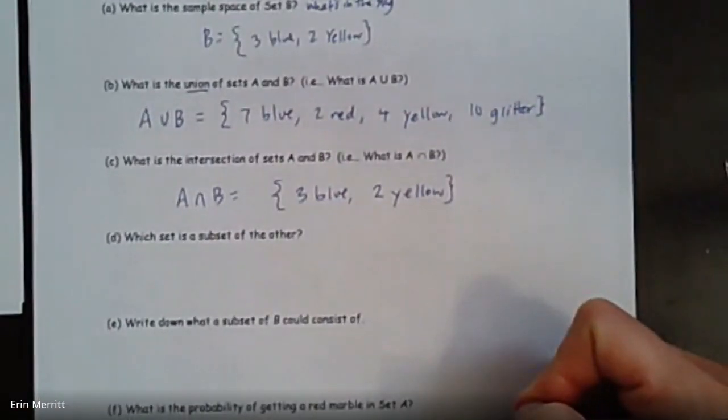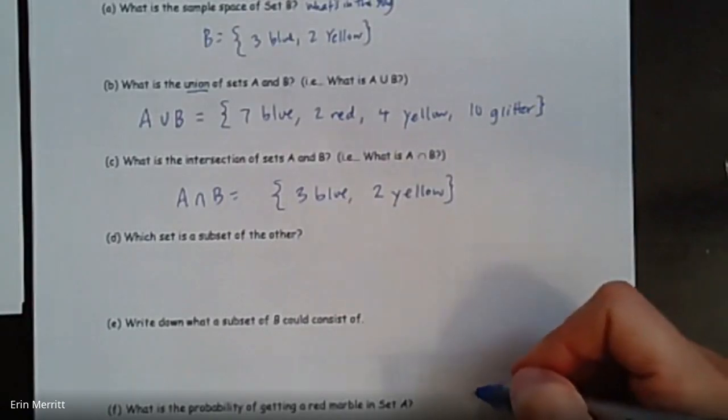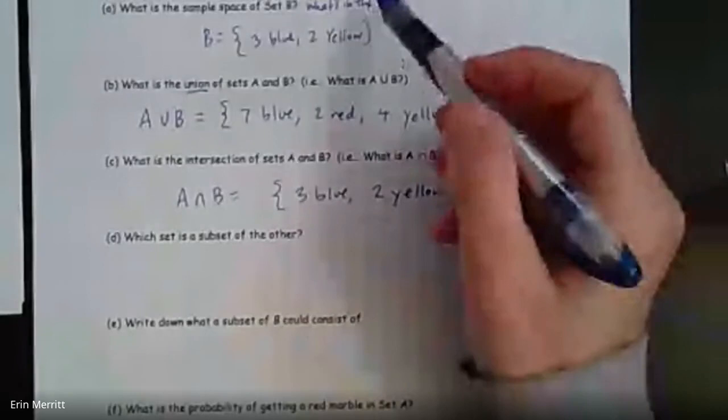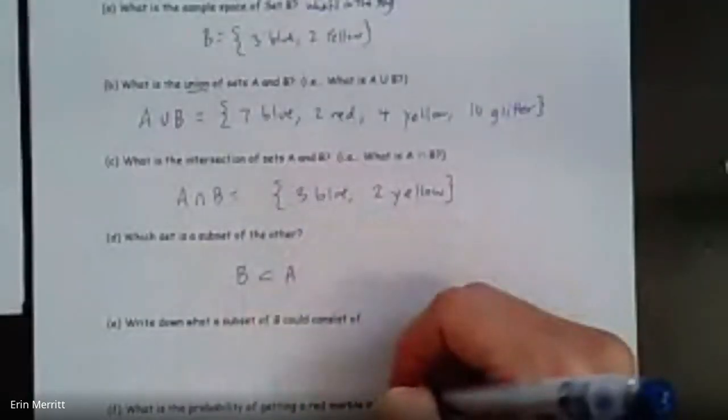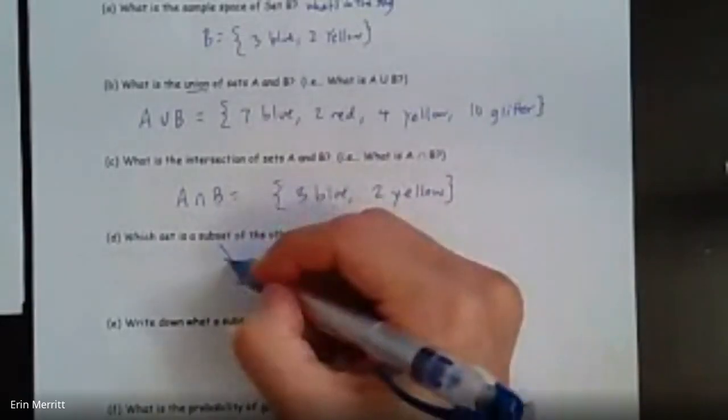Next one, what set is a subset of the other? Well, which set has all the elements that the other one has? Well, that would be set B. So set B is a subset of set A. All right. So that's the subset.